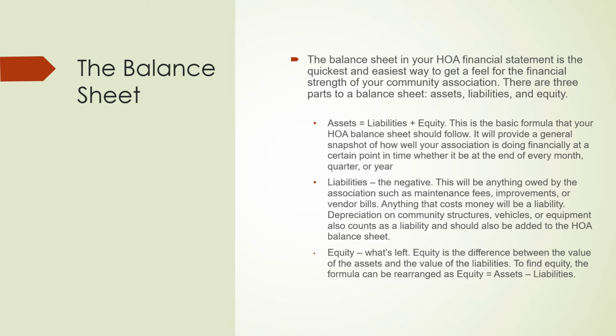Liabilities, the negative. This will be anything owed by the association, such as maintenance fees, improvements, or vendor bills. Anything that costs money will be a liability. Depreciation on community structures, vehicles, or equipment also counts as a liability and should also be added to the HOA balance sheet. Equity is what's left. Equity is the difference between the value of the assets and the value of the liabilities. To find the equity, the formula can be rearranged as equity equals assets minus liabilities.